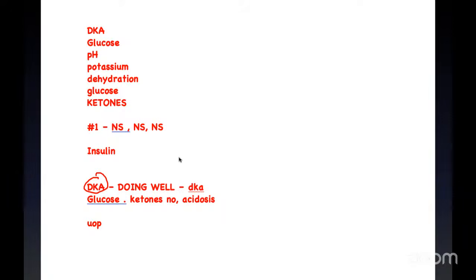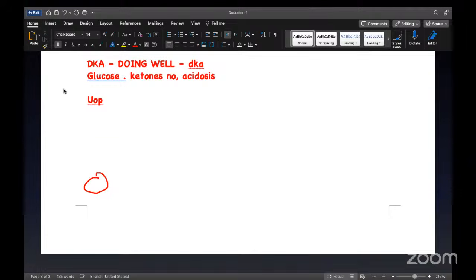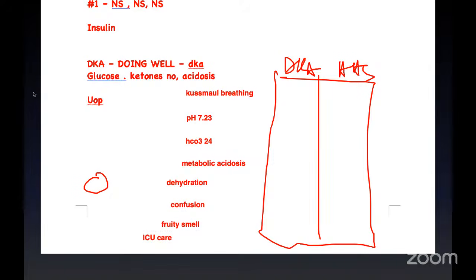A few more pieces of information. And before I go, one last thing, so that I can help you distinguish them again, let me draw a simple table. As usual, the same thing. Who has Kussmaul breathing? Whose pH is going to be 7.35? Whose bicarb is going to be 24? Who is going to have metabolic acidosis? Who is going to be dehydrated? Who is going to have confusion? Who is going to have a fruity smell? Who needs ICU care? Same thing.